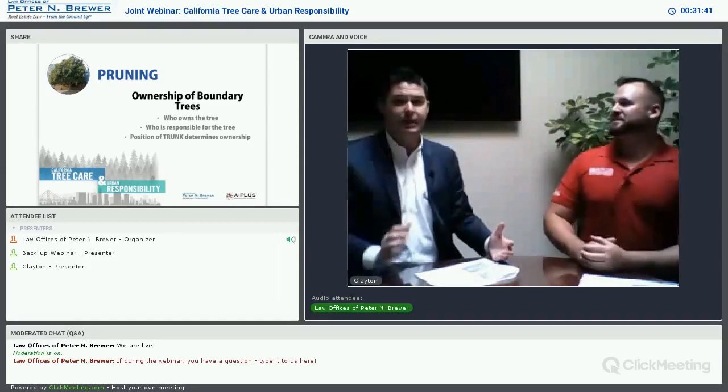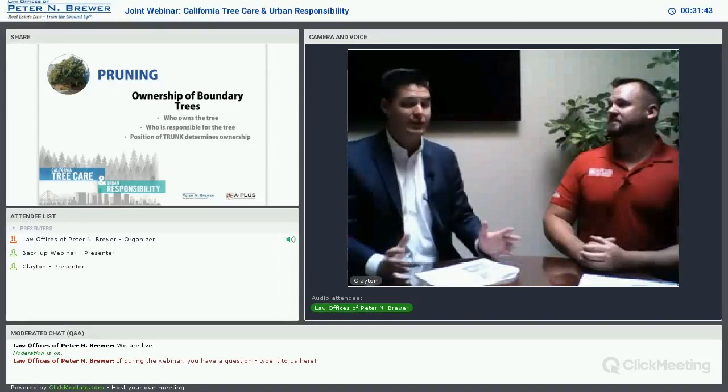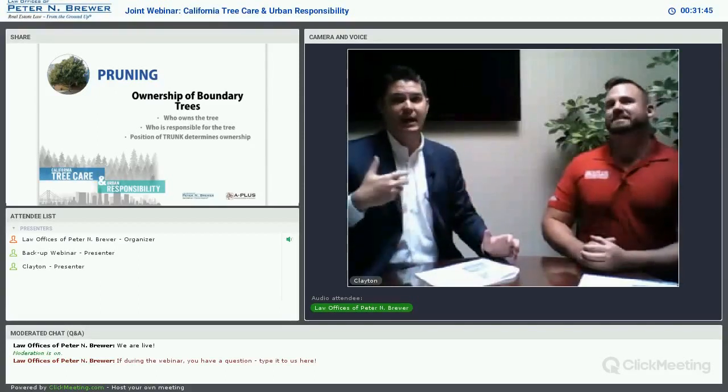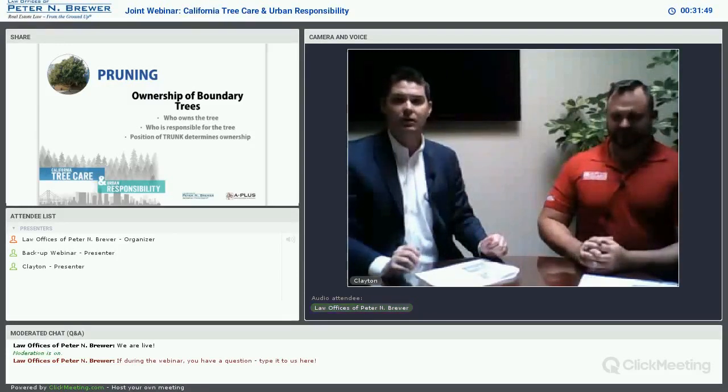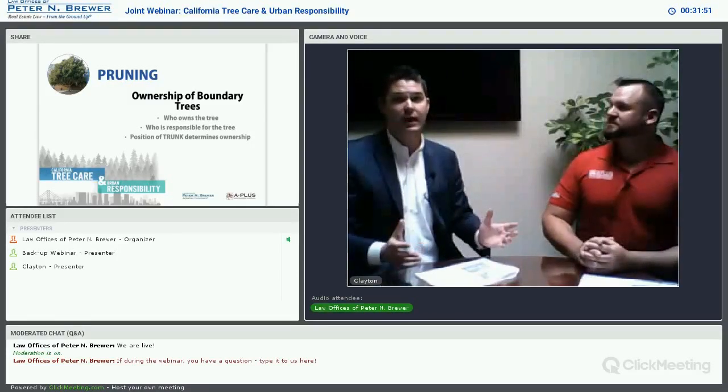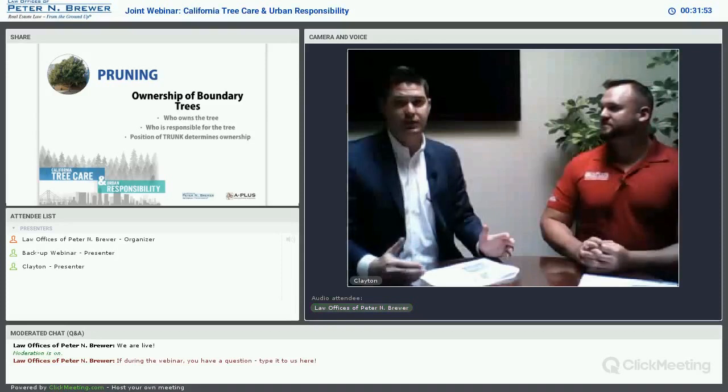If you hack off half the canopy, that's probably not good for the tree. And so you can't do that. You can't just have your gardener who has no tree expertise go out there with a chainsaw, climb up there and start hacking things. Otherwise, you're going to get sued potentially.